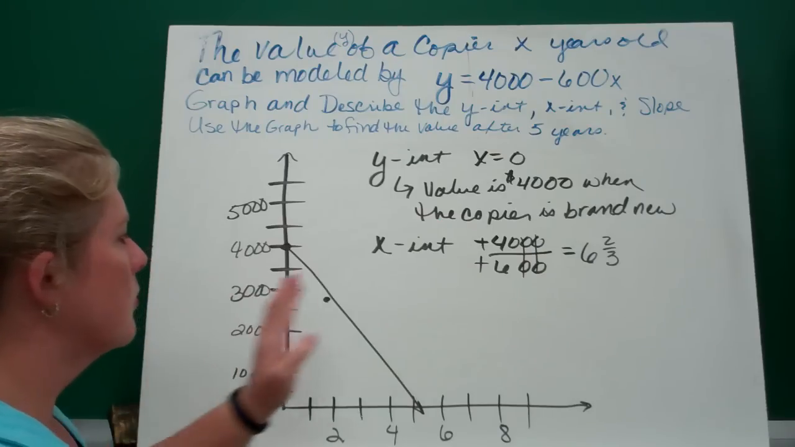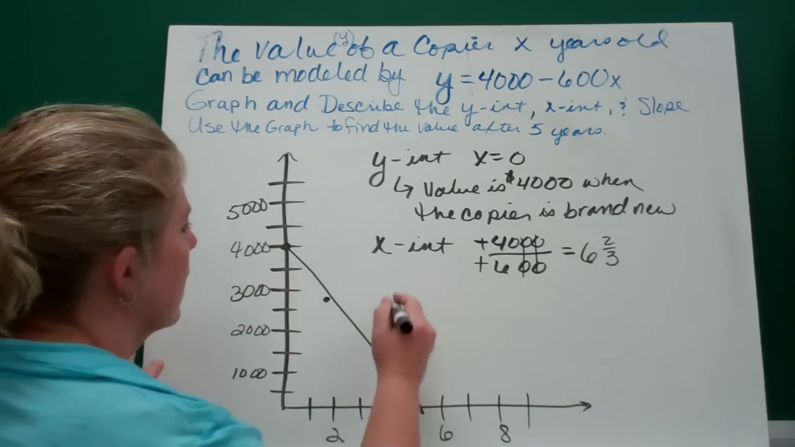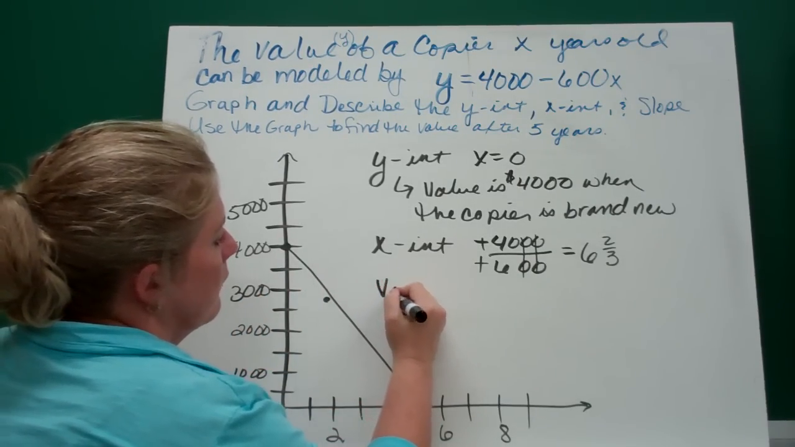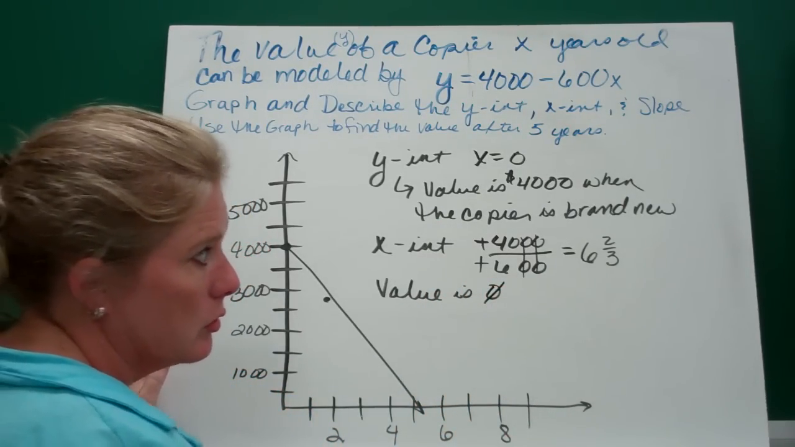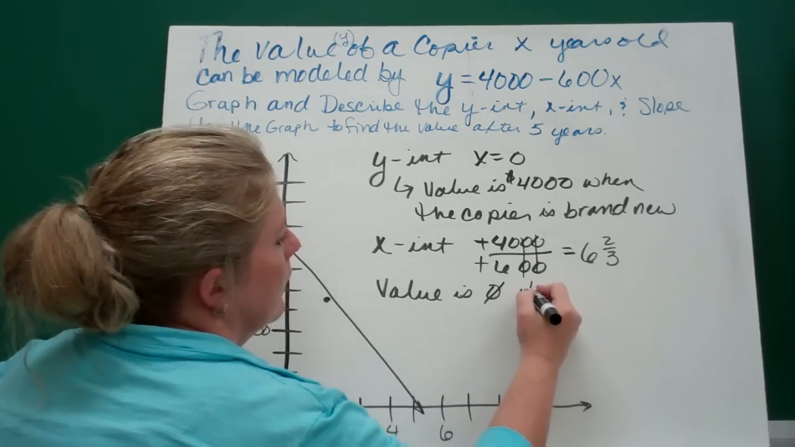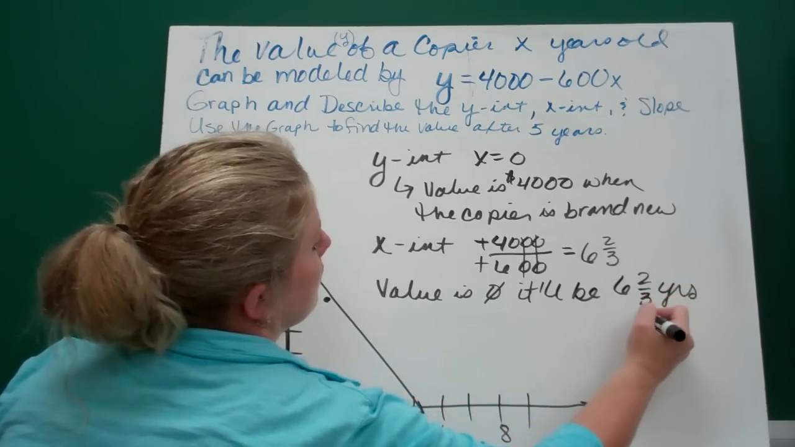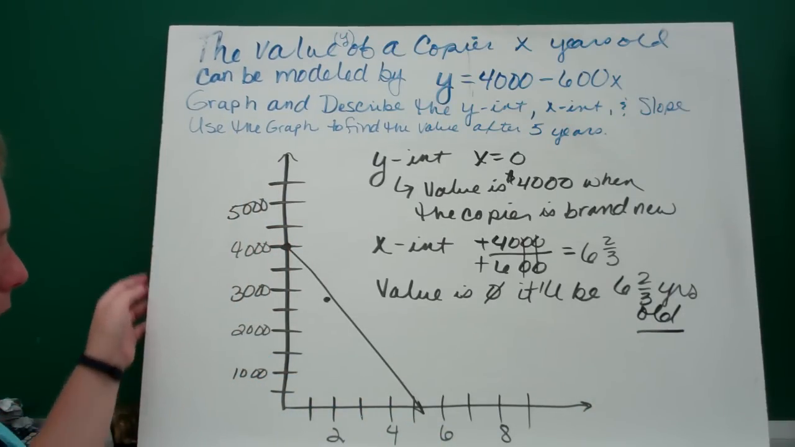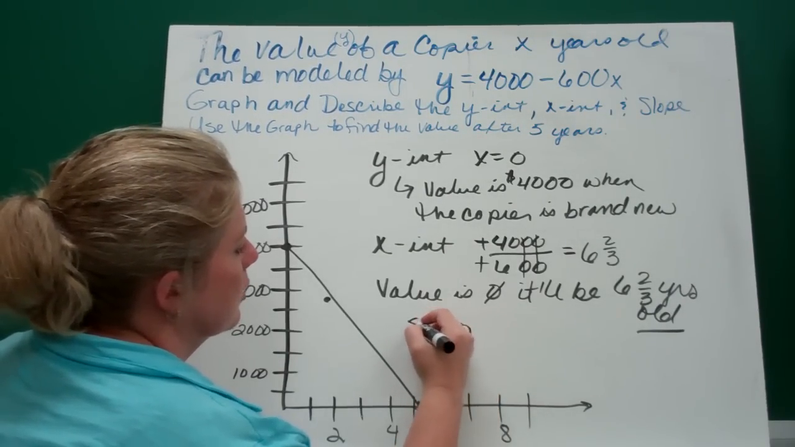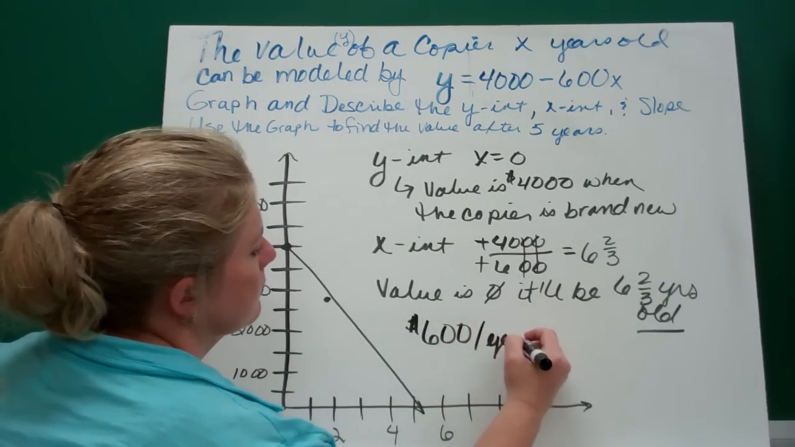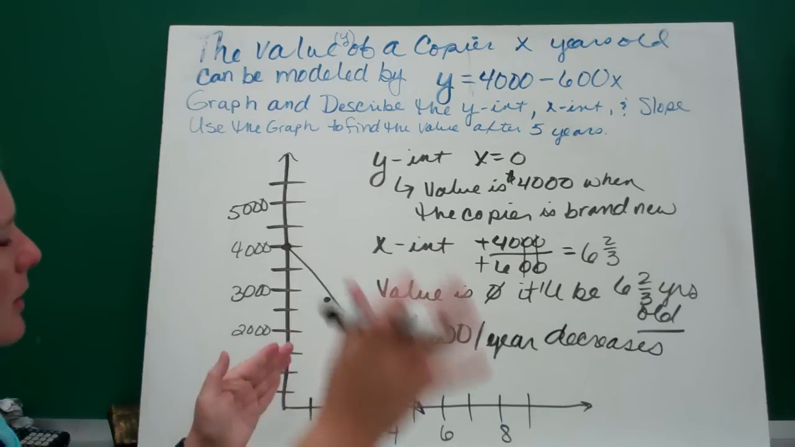Now, x represents our years, and y is our value. So when the value is 0, when a copier is worth nothing, it'll be 6 and 2/3 years old. Okay, and our slope is our rate of change. It decreases in value by $600 each year. Okay, so that's putting everything into context.